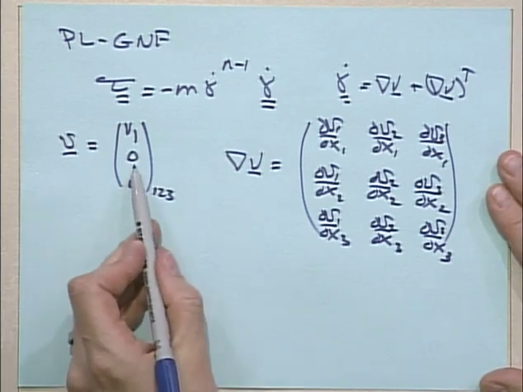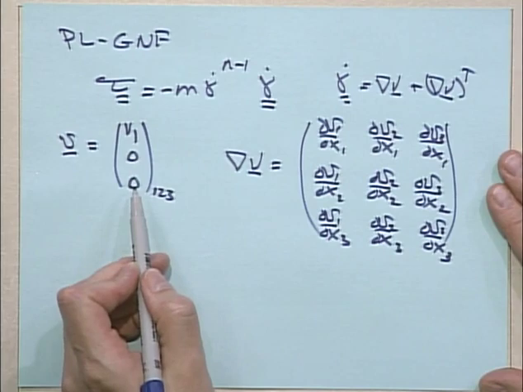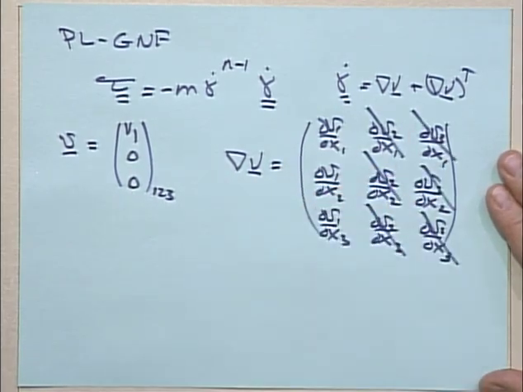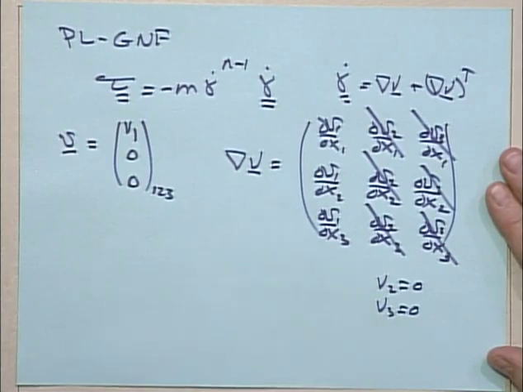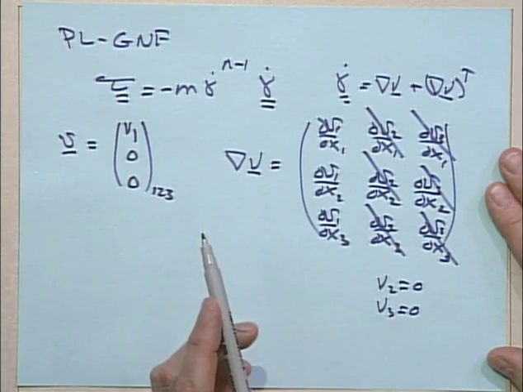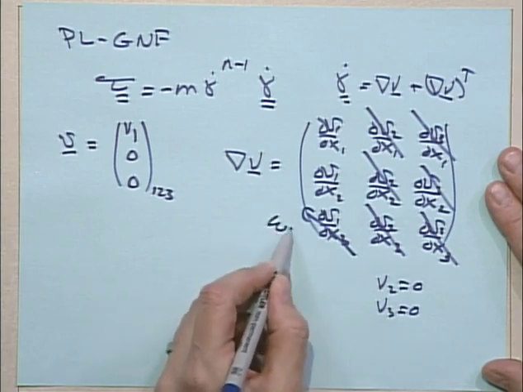Okay, so here we have a lot of stuff to simplify, right? We know that V2 and V3 are 0. What else do we know? Jason, what else can we simplify? Right, so this one goes out because of the width symmetry again. This is a very wide flow.